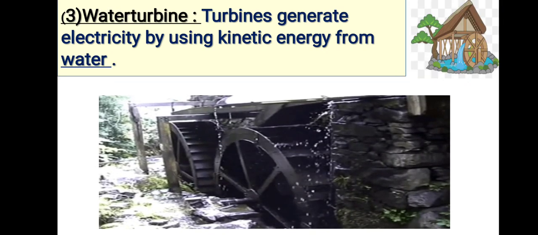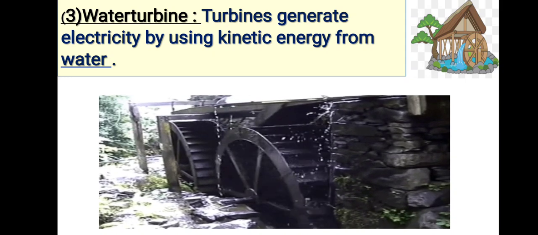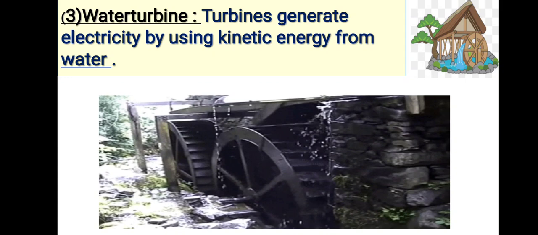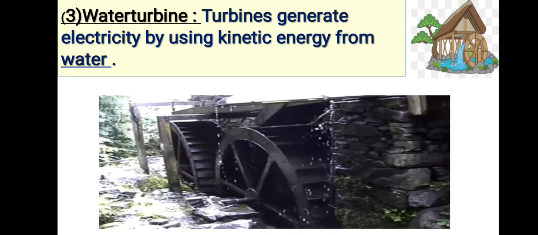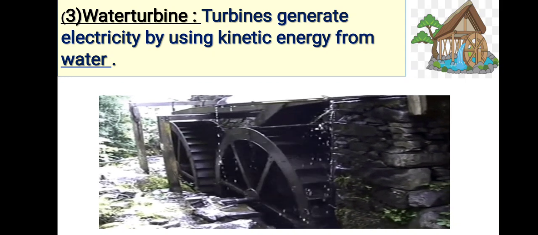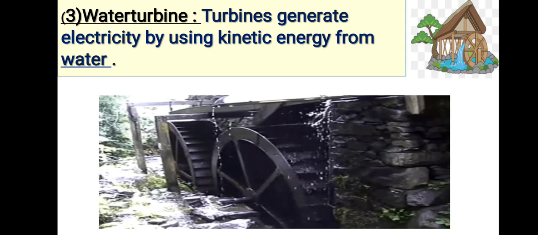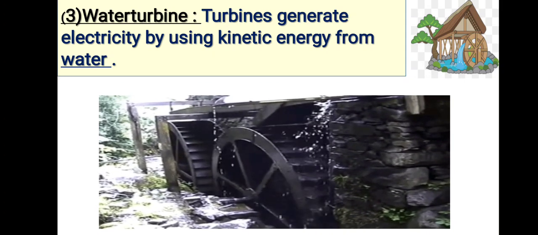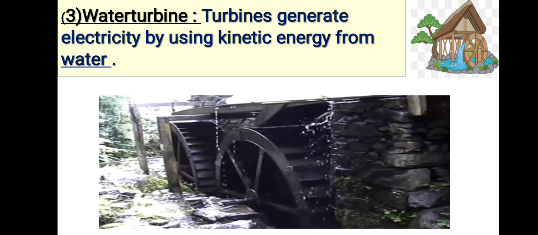Number 3, and finally, how can we generate electricity from the water? We can generate electricity from the water by using a water turbine. By using what? A water turbine. This is called a water turbine. And the water turbine also changes the kinetic energy of the water. When the water starts to move, it will produce kinetic energy.